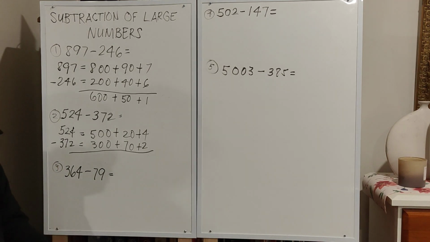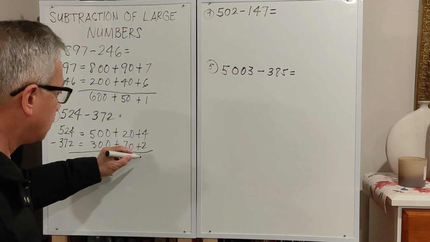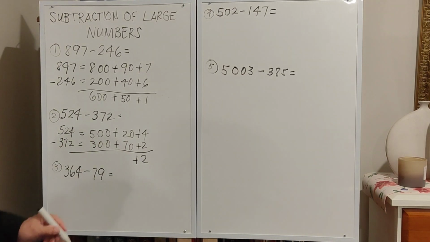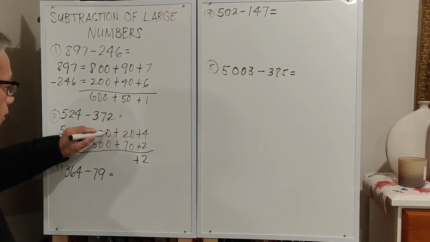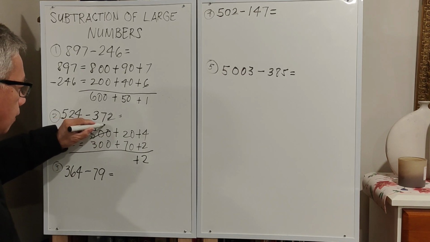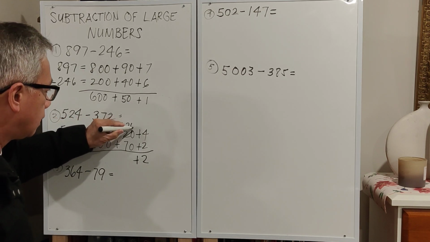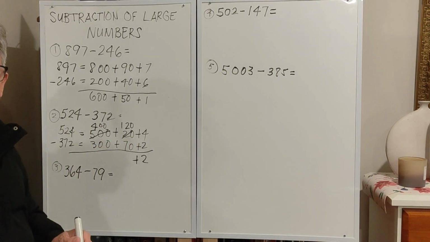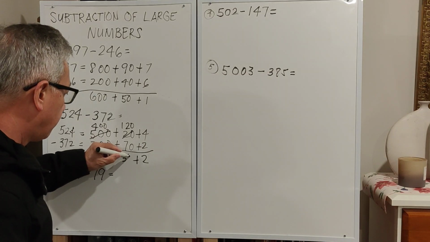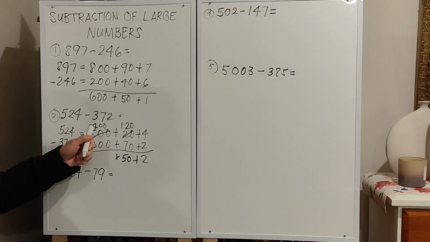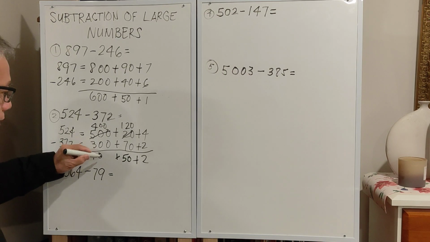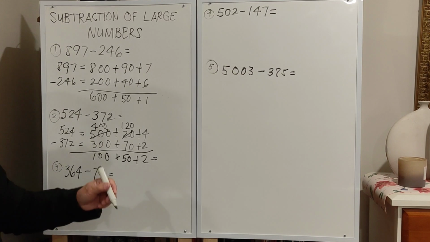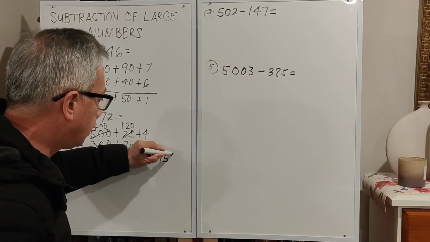So if we subtract, 4 minus 2 is 2. But 20 minus 70, we cannot subtract. So 20 had to borrow from 500. So 500 becomes 400. And then 20 becomes 120. We can now subtract. 120 minus 70 is 50. And then 400 minus 300 is 100. So we can combine again. 100 plus 50 plus 2 is 152.